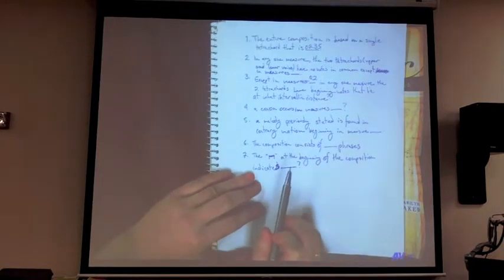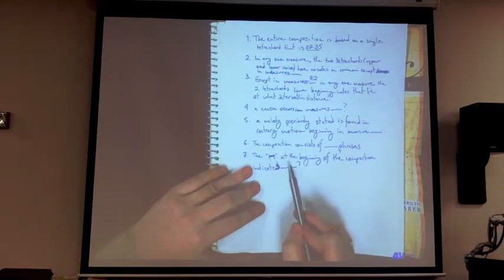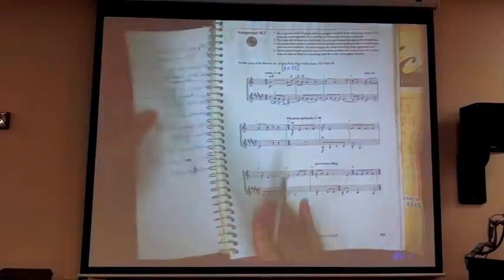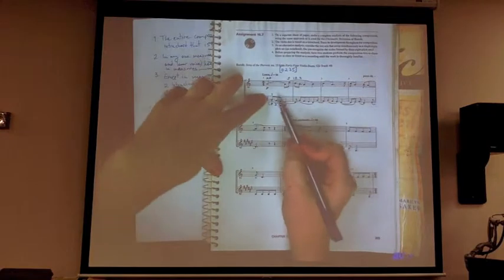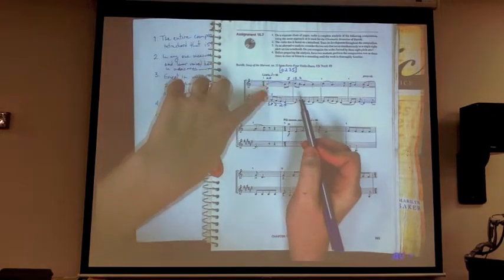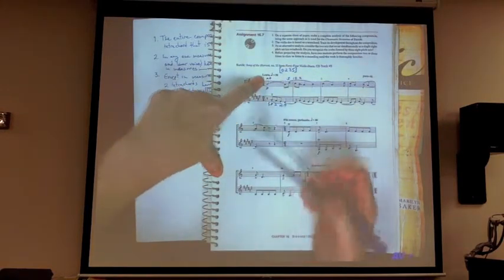And then finally, a bonus question. This symbol right here at the beginning of the composition indicates what? So I will give you a hint. This piece is written for 2 violins, and this symbol and this symbol are specific to string instruments in general. So tell me what they're supposed to mean. It's just a little bonus question.